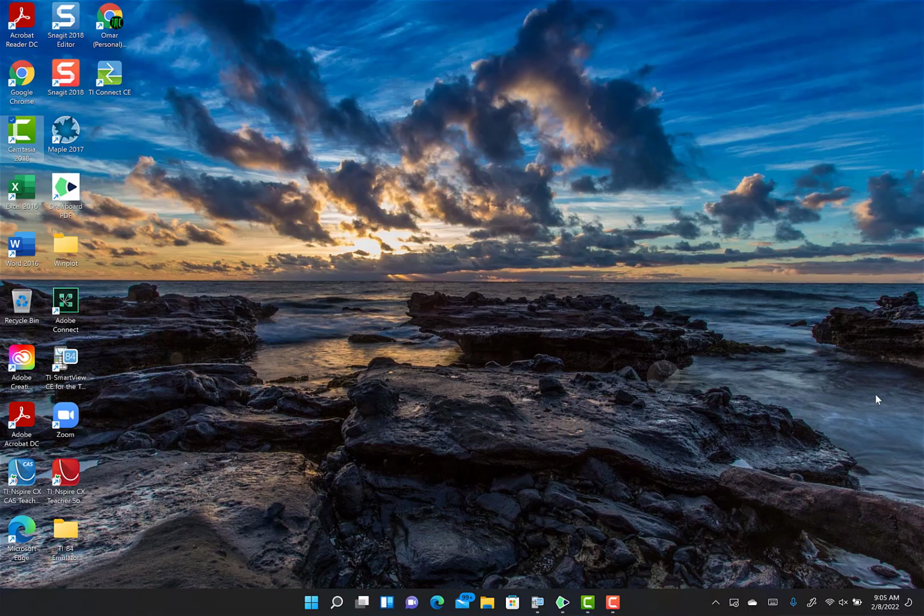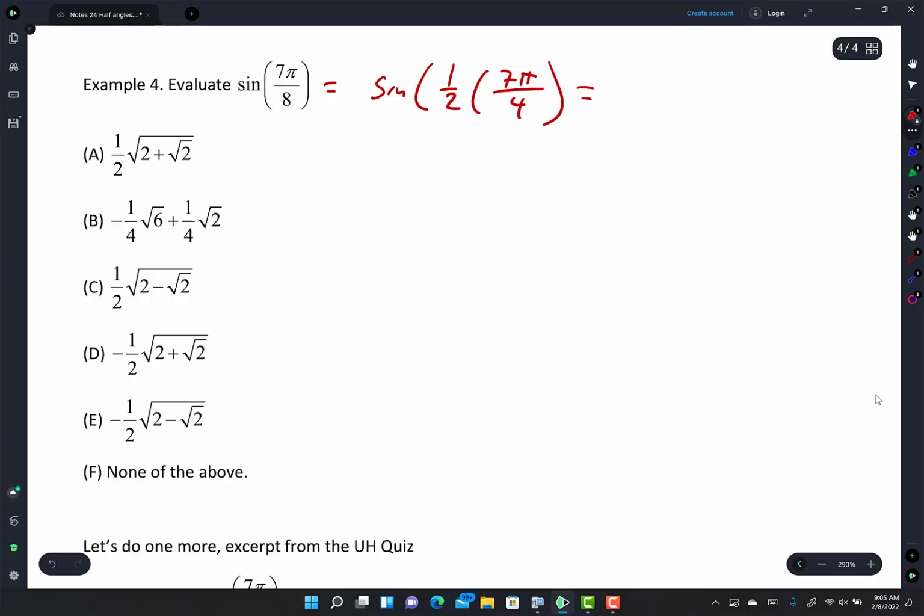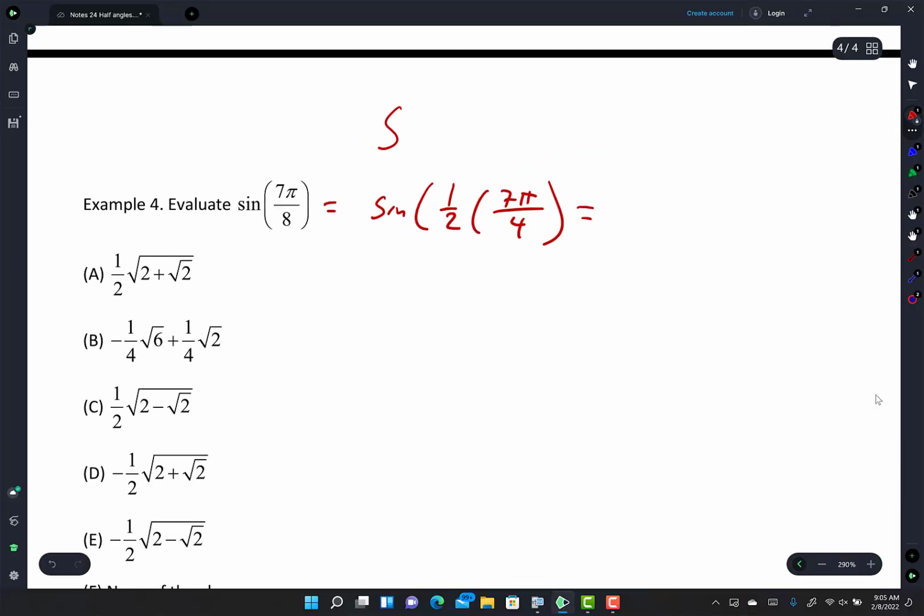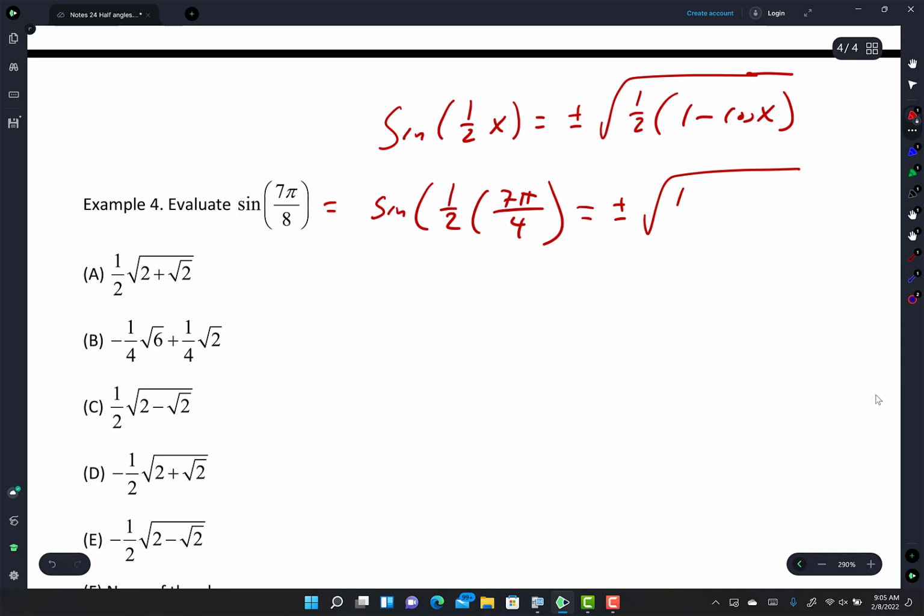From that, you say, well, I know that's a half angle. So I'm using this formula, guys. Sine half x, just like before, plus minus square root 1/2 1 minus cosine x. I'm using that formula. So plus minus square root 1/2 1 minus cosine of 7 pi over 4. Are we still okay?